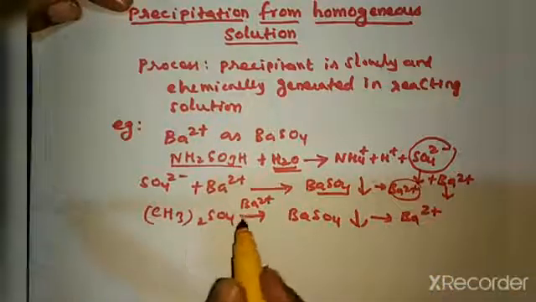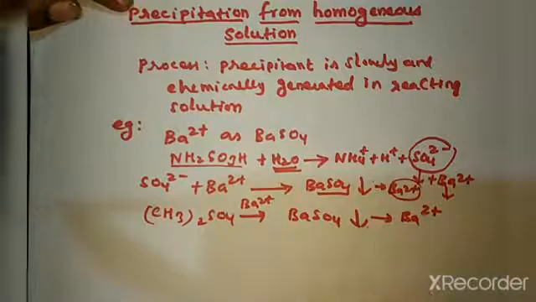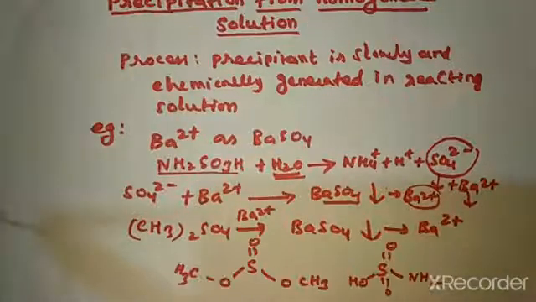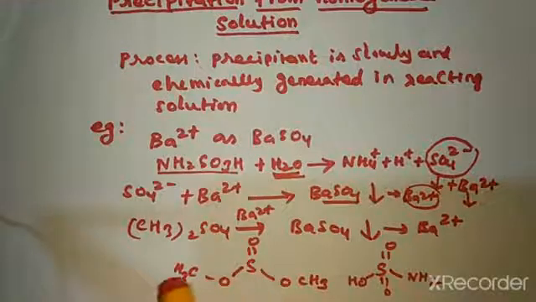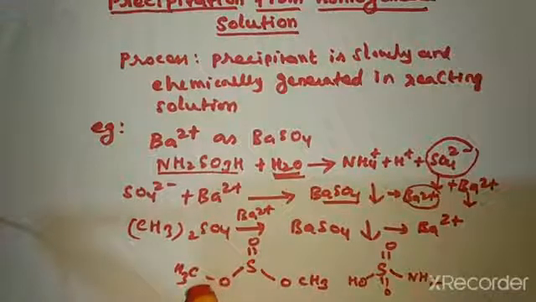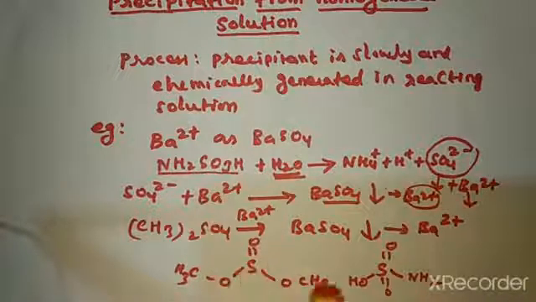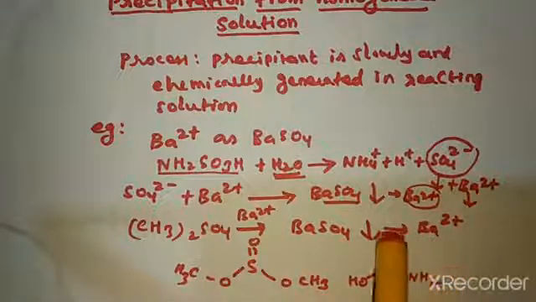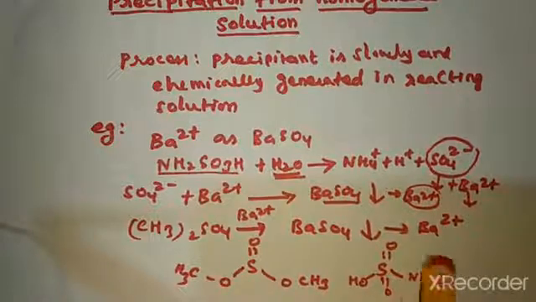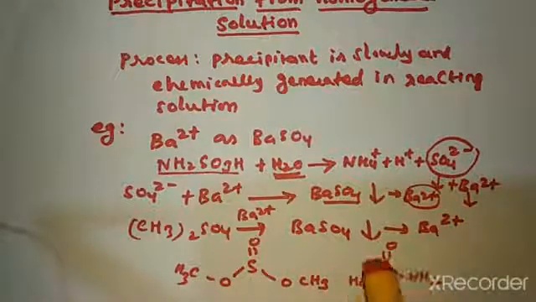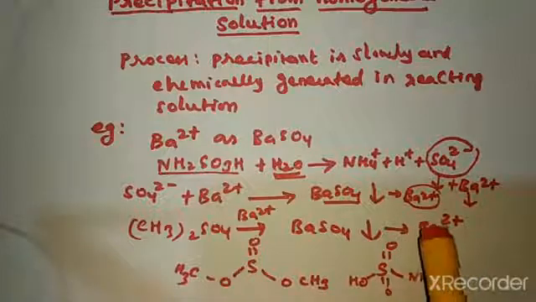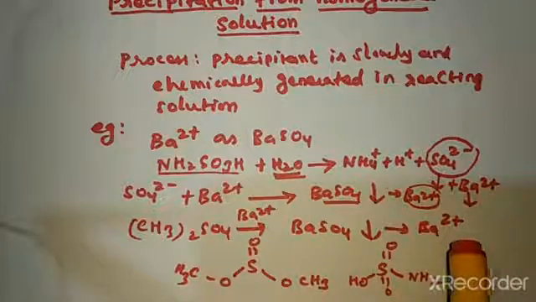Likewise, dimethyl sulfate. Here, the structure of dimethyl sulfate is this, and the structure of sulfamic acid will be like this. So these two are producing SO4 2 minus and form precipitate with barium ion.